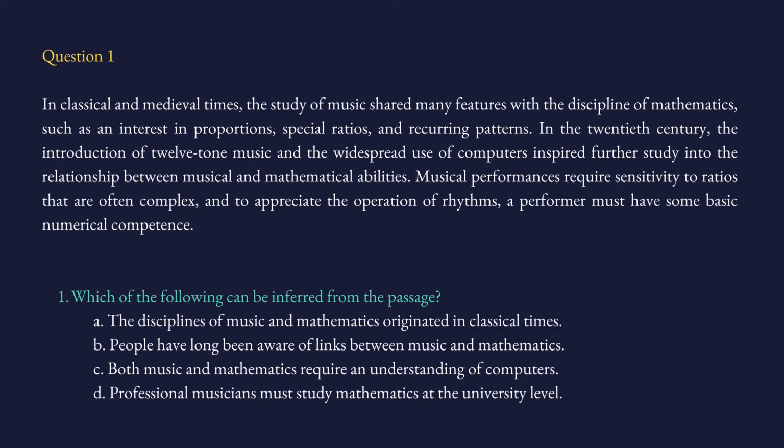The question says, which of the following can be inferred from the passage? So how different is this question from the detailed questions? Here is the point. In detailed questions, we had some keywords. We found that in the passage. We read that section and the answer was in the passage, directly stated. But here, the answer is not directly stated.